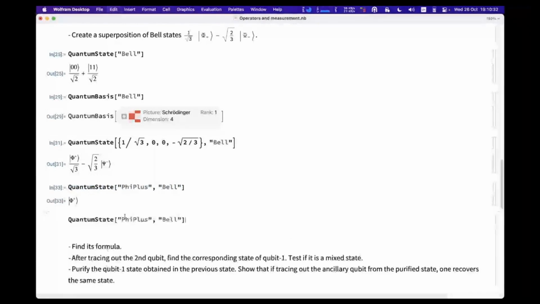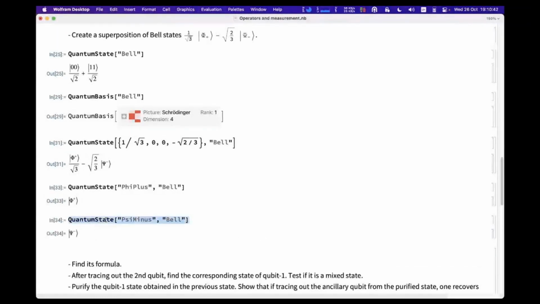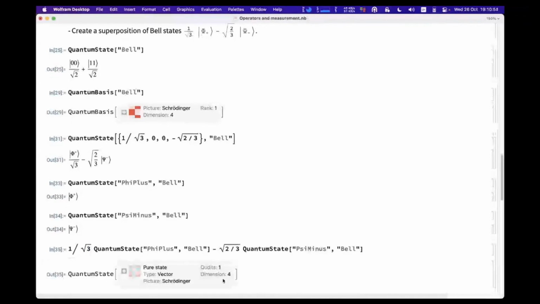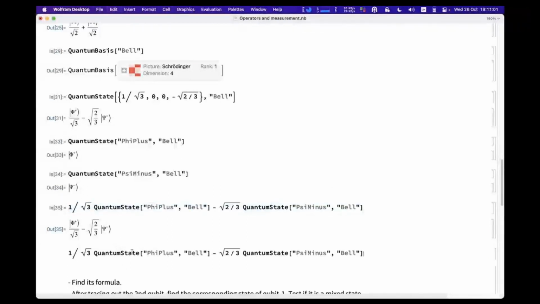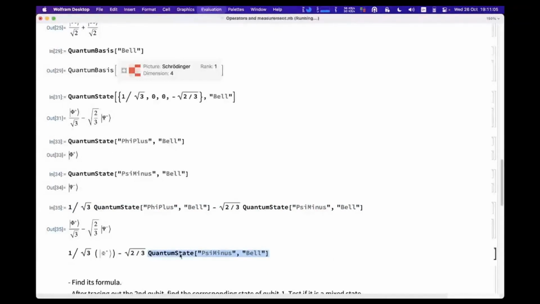And then what you can do, you can create psi minus. That's psi minus. And then for the superposition, it's literally adding them together with the corresponding coefficients that we have there. So there are different ways of creating a quantum superposition, and these two states are exactly the same thing. So please keep that in mind, whichever way you feel more comfortable, just go with that.